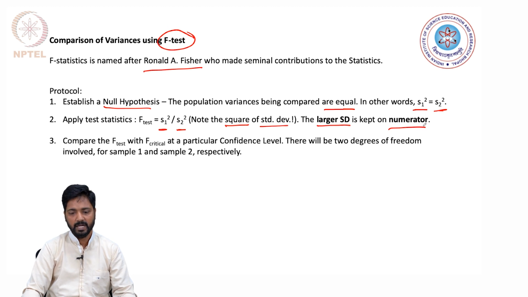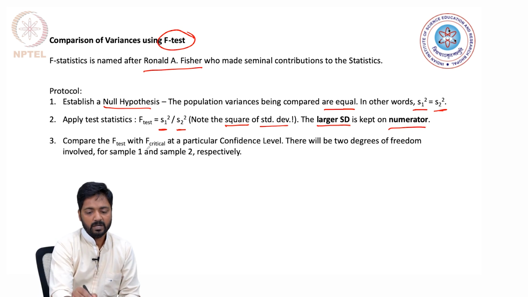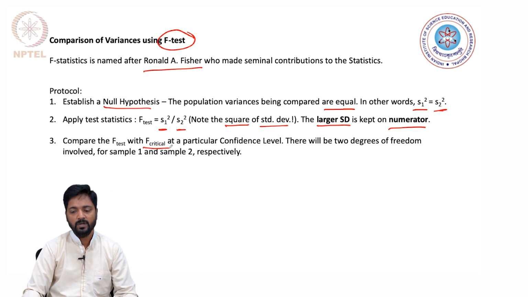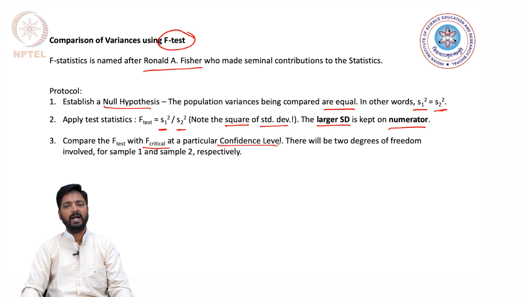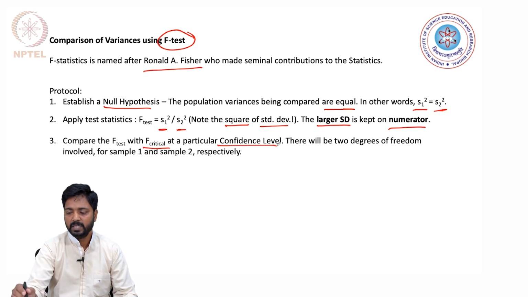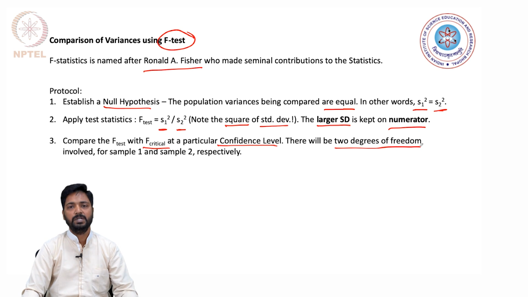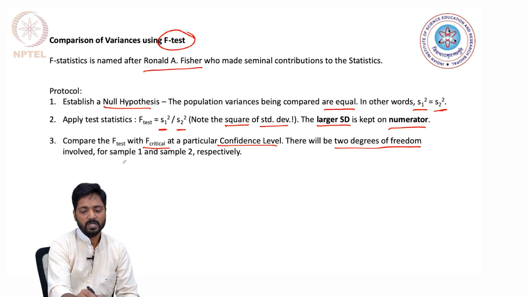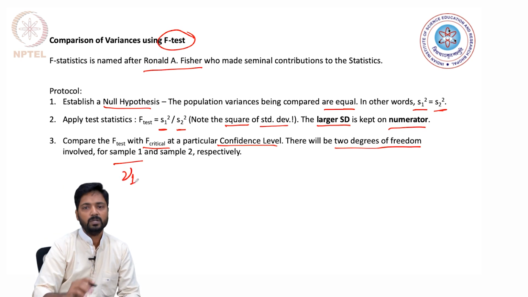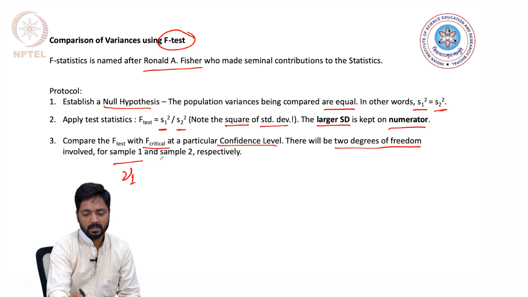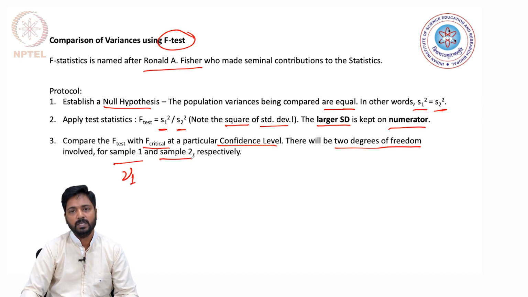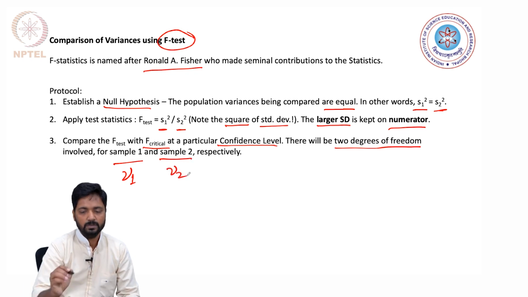And this F test value will be compared with a statistical table of F, and we compare it with a critical value of F, which is found at a particular confidence level. And now there would be 2 degrees of freedom associated here, one with regards to sample 1, which will be at the numerator, which is often denoted by nu1, and similarly there will be a degree of freedom that is associated with sample 2, which is denoted as nu2.